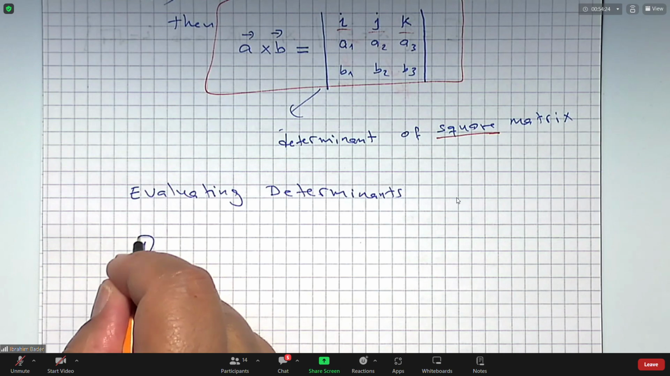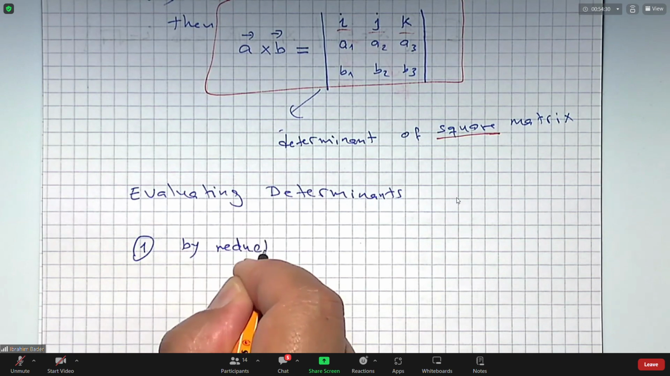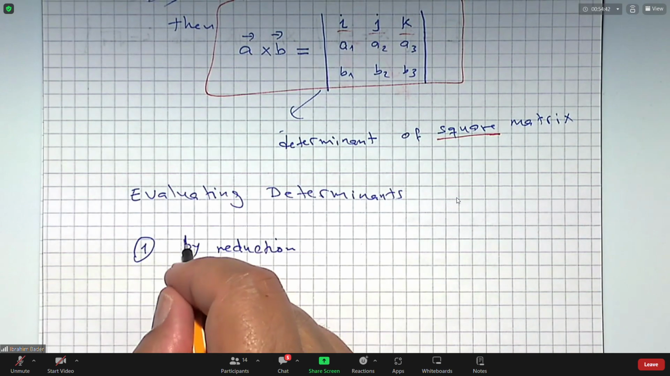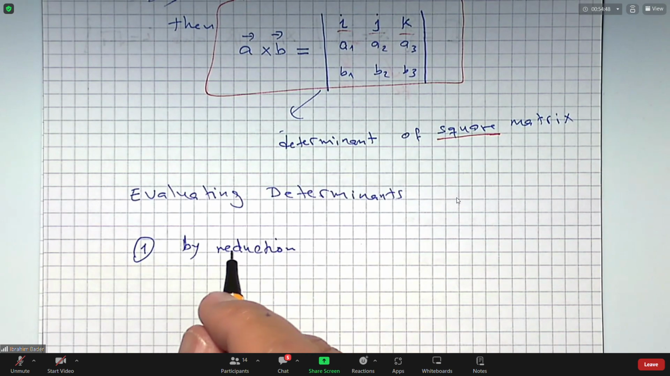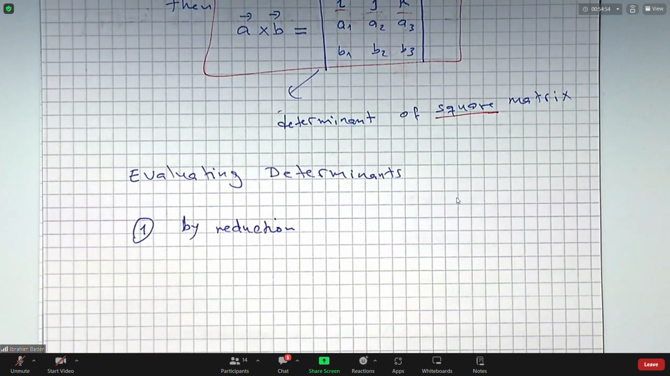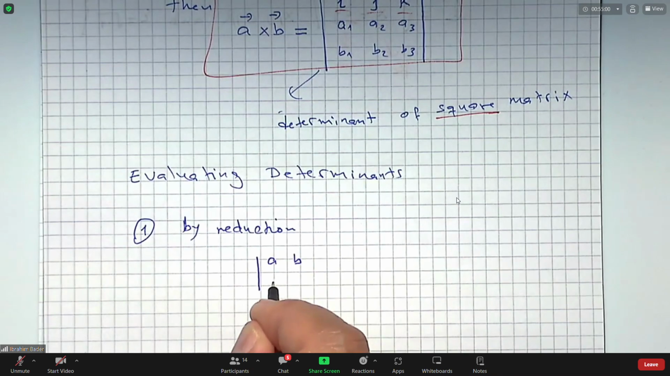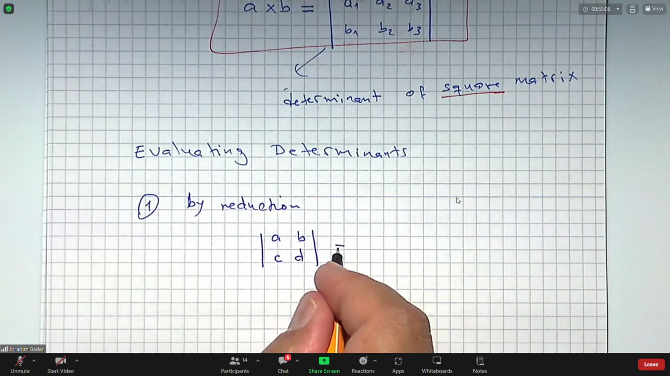The first method is the so-called reduction, and it was introduced by the famous German mathematician Leibniz. Now the formula for an n times n matrix is a little bit complicated, but I will give you the shortcut for evaluating 3 by 3 determinants. Before that, we define a 2 by 2 determinant as so.